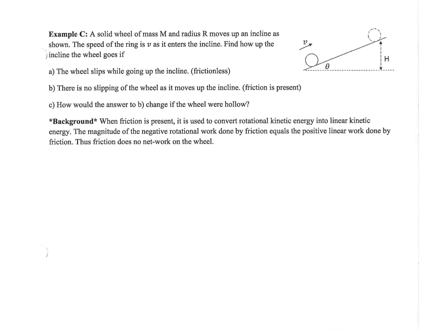Going. We've got a solid wheel of mass M and radius R moving up an incline as shown. The speed of the ring is V, so it is a wheel, it's a ring. As it enters the incline, find how far up the incline the wheel goes. If it's frictionless, the wheel slips. So if the wheel slips, is it going to rotate? No. This means no rotation.